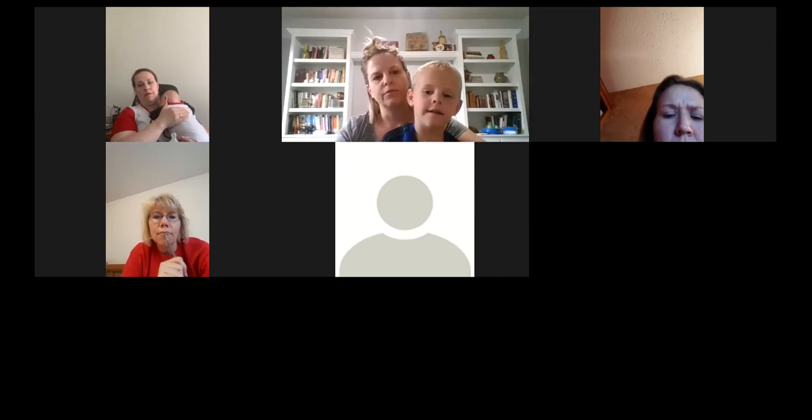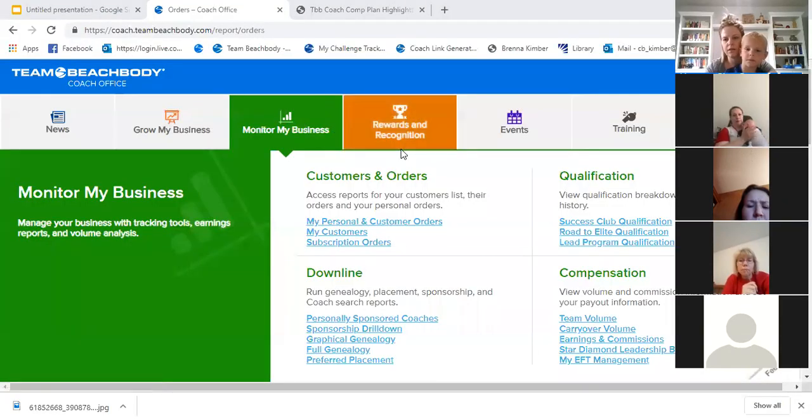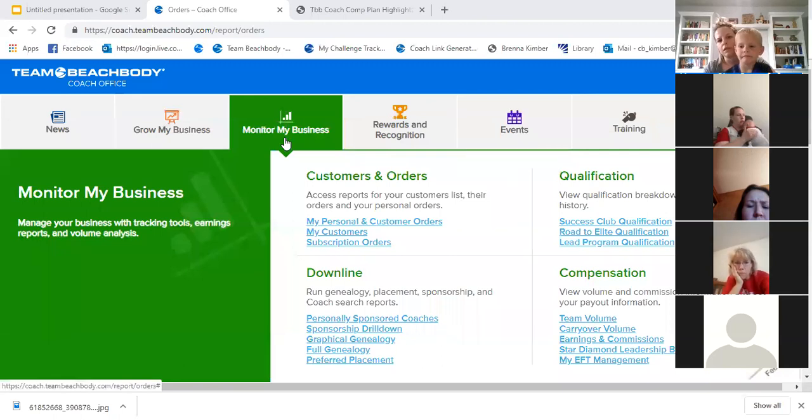So, I was going to show you volume in the back office. All right, so this is my back office. So this is where you can see your volume. If you click on monitor, I'm not sharing my screen, am I? Share screen. Okay, now you guys can see it, right? So monitor my business, right here in the compensation section, team volume, click on that.